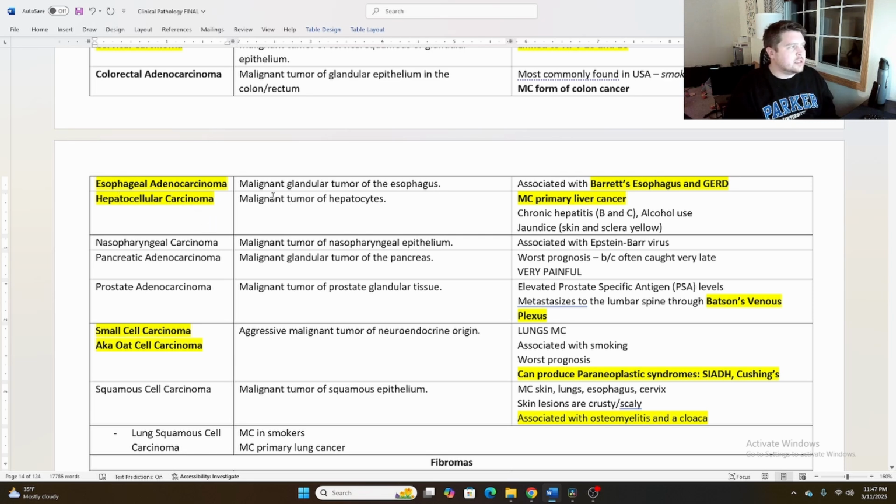Hepatocellular carcinoma. This is a malignant tumor of the hepatocytes, that's the liver, the most common primary liver cancer, commonly linked to chronic hepatitis, specifically types B and C. Later on, I have a little chunk that talks about hepatitis.